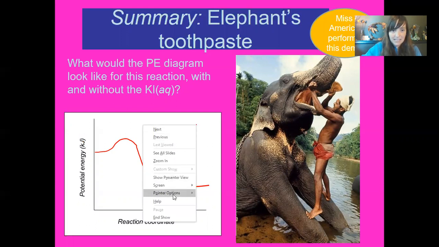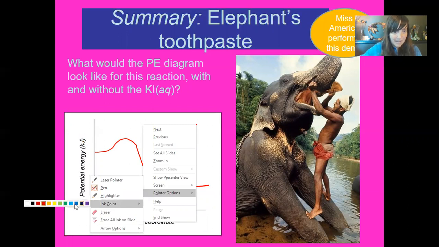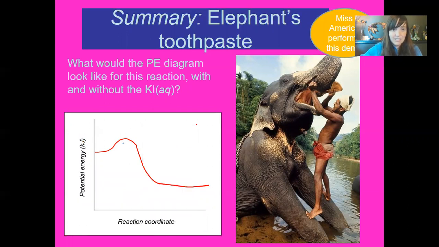Now if we had the catalyst in there, the potassium iodide she added, that's going to decrease the activation energy. So then the curve would have the same energy of the reactants, but a lower activation energy, same energy of the products. Awesome, thanks guys.